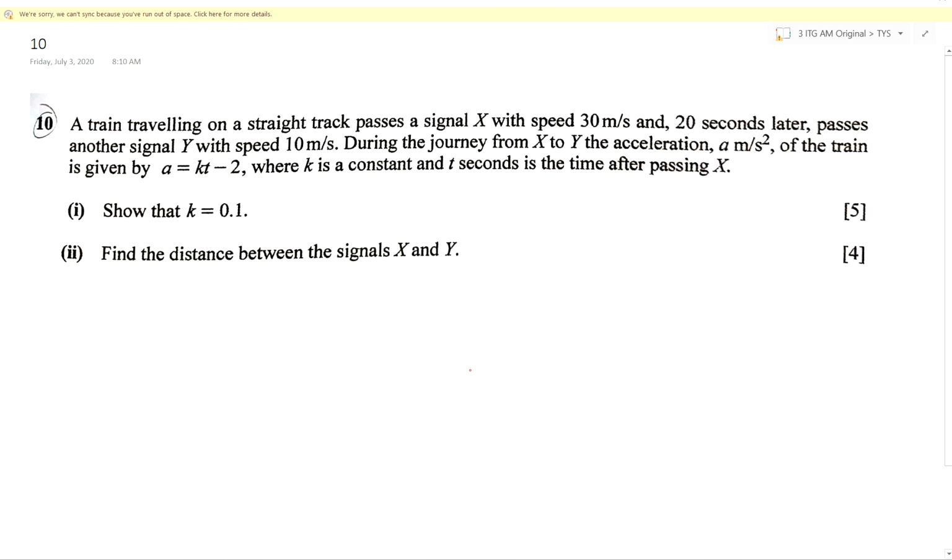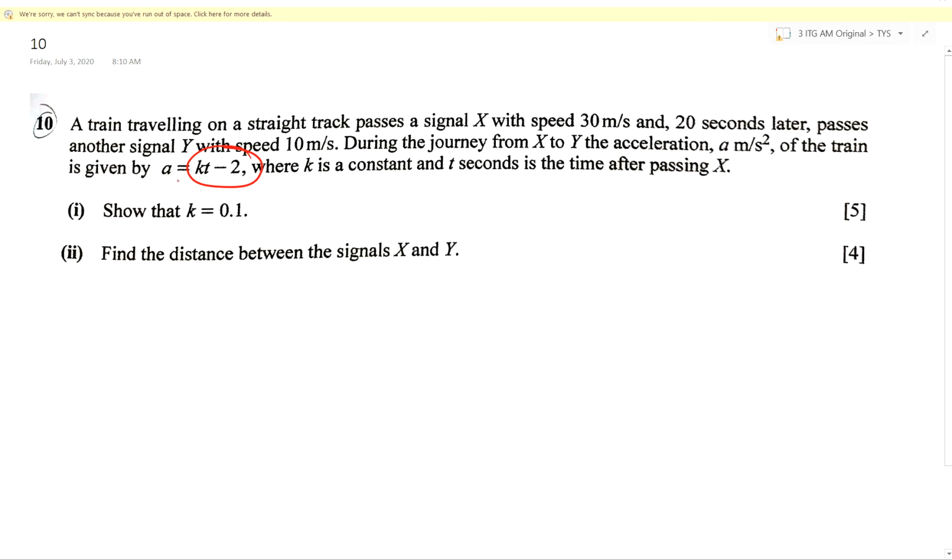So I skipped the question on proofs in plane geometry. Here we have a train traveling on a straight track passing through signal x with speed 30. 20 seconds later, it passes through with speed 10. Acceleration is given by a equals kt minus 2. The acceleration is dependent on the time. As time changes, acceleration changes. This is non-uniform acceleration.